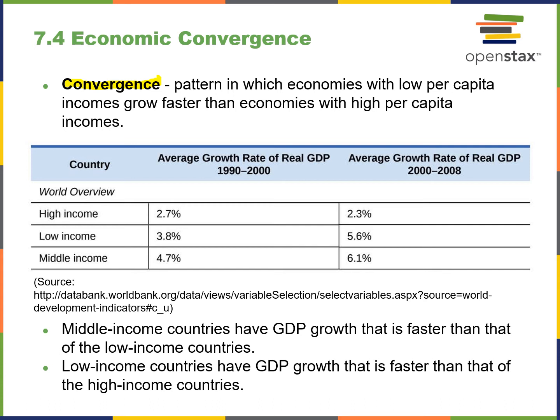High per capita income. So, high income, here's the growth rate, and during this period it was at that rate. Middle income, the growth rate went from 4.7 to this, and low income has also gone up considerably too. So, middle income countries have a GDP growth that's faster than that of high income countries, and low income countries have GDP growth that is faster than high income countries as a result.